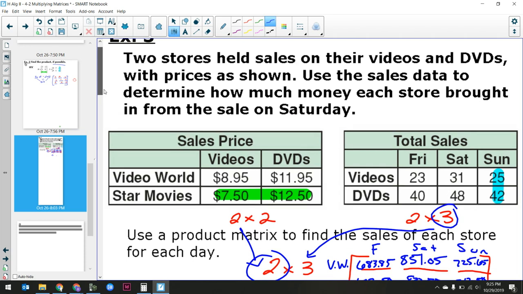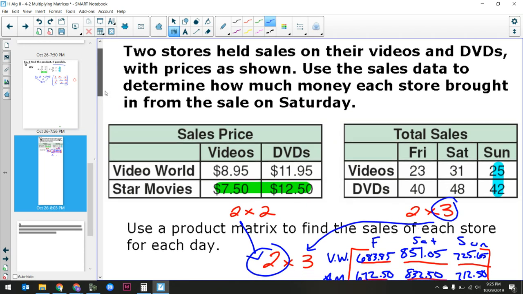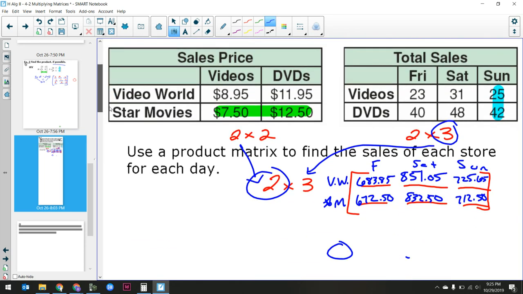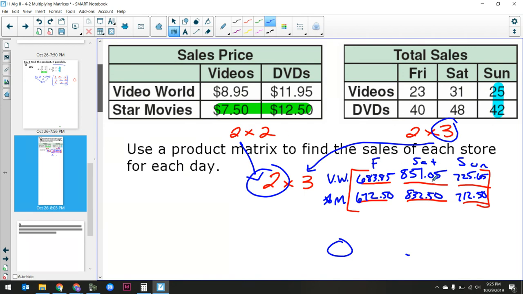Now, I don't know if we caught it, but they did ask me a question. Use the sales data to determine how much money each store brought in from the sale on Saturday. Video World brought in $851.05. Star Movies brought in $832.50. Okay. All right, let's keep it moving.